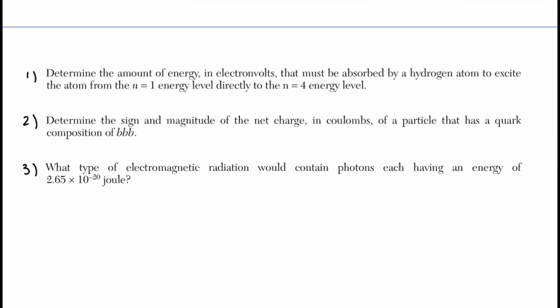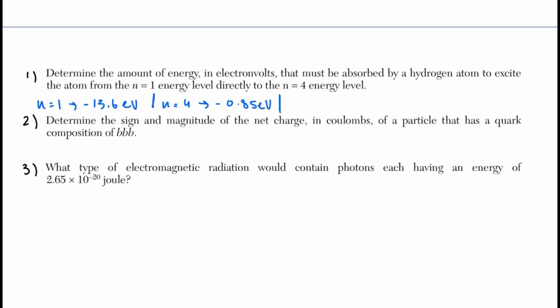Now on to our next short response question. Number 1, determine the amount of energy in electron volts that must be absorbed by a hydrogen atom to excite the atom from the n equals 1 energy level directly to the n equals 4 energy level. This question is also fairly easy. We just need to look on the reference table for the hydrogen energy levels. At n equals 1, the energy is negative 13.6 eV. And at n equals 4, the energy level is negative 0.85 eV.